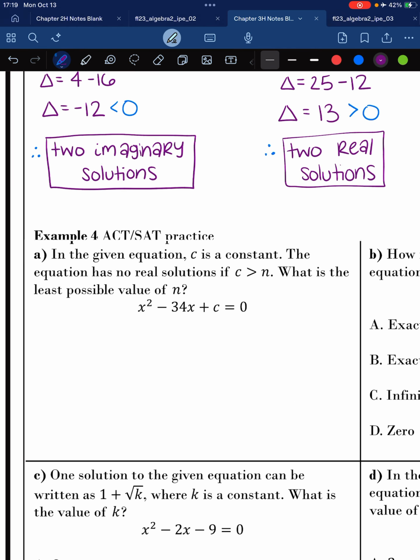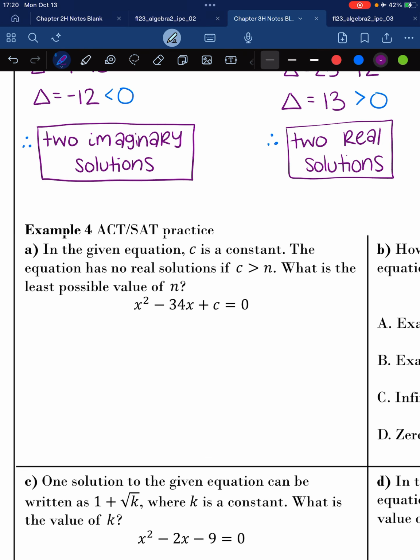Okay, great. So let's look at some of this in action. And especially I want to focus on C and D. So in A, in the given equation, C is a constant. Well, and I guess A too, we really want to focus on. The equation has no real solution if C is bigger than a certain number. What is the least possible value of n?